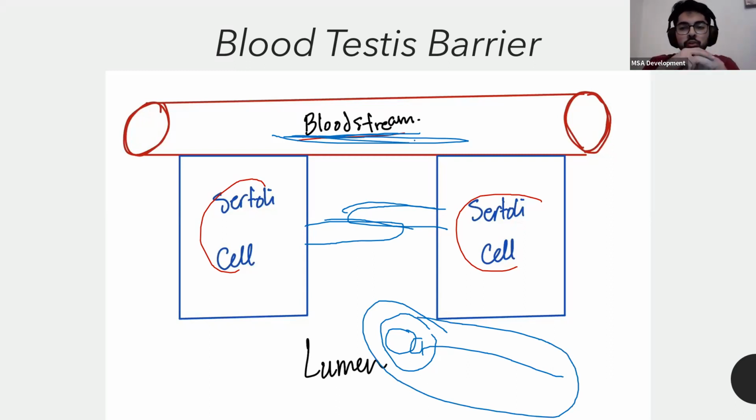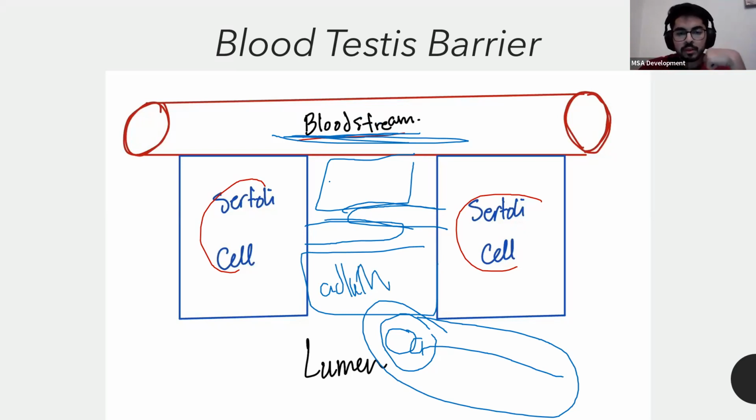The blood testis barrier consists of two compartments, the basal compartment here, and the abdominal compartment here. Abdominal compartment, from the name, is adherent to the lumen. The basal compartment is at the base. You can remember this by remembering that bloodstream and basal are close to each other, B with B, and abdominal is basically close to the lumen, so it's the one closer to the lumen.